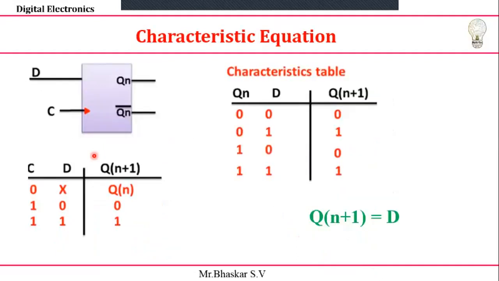Next, how to write the characteristic table? It's very simple. To simplify it the easy way, we can look at JK and SR; it's very, very important. The same way I can do here also. For example, Qn value is 0 and D value is 0. Then what happened to the Qn plus 1 value? It follows my D value. Then directly I can write, if you take a K-map, not an issue, my next state value Qn plus 1 is D.